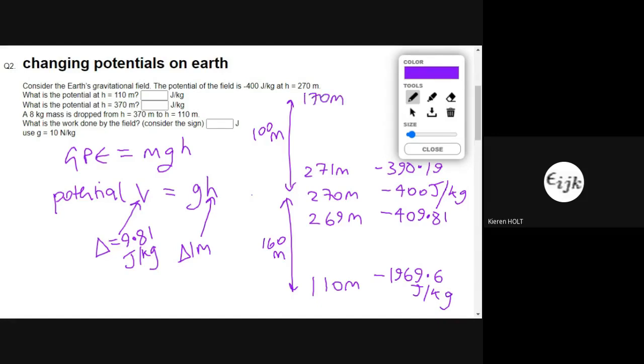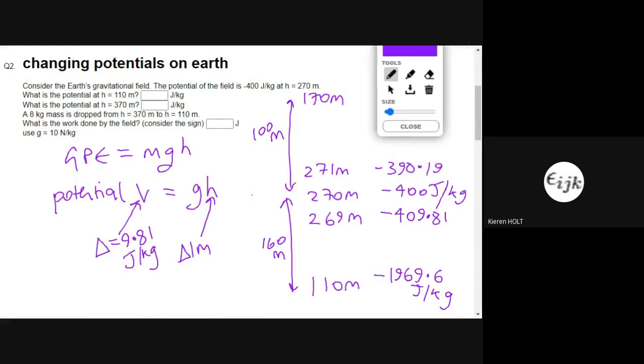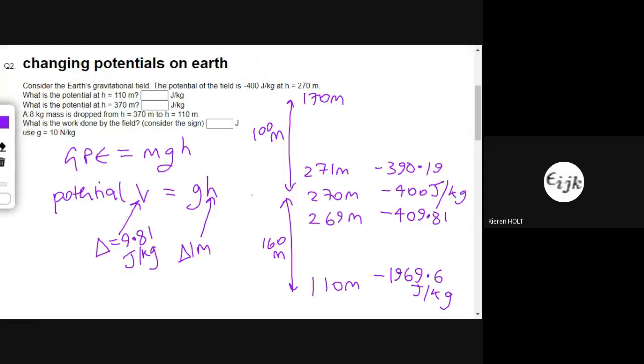170 meters. And let's get that box out of the way. So that's going to be 541 joules per kilogram, because I've done minus 400 plus 981.